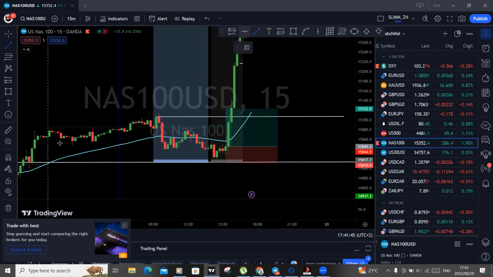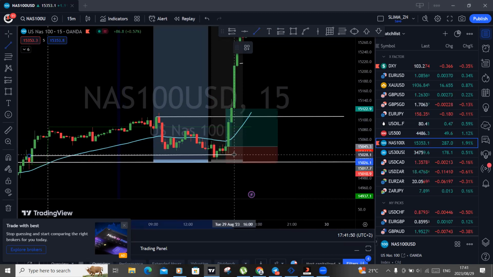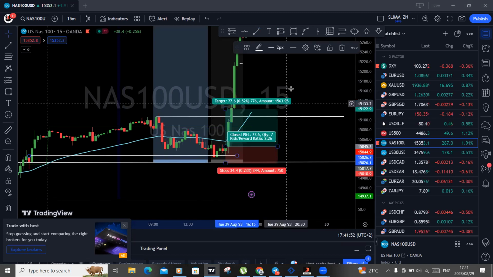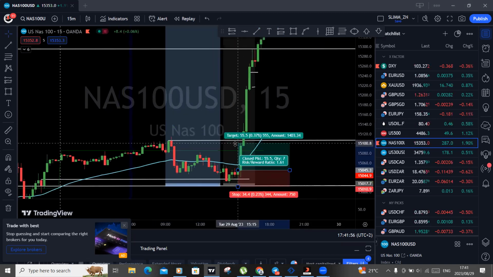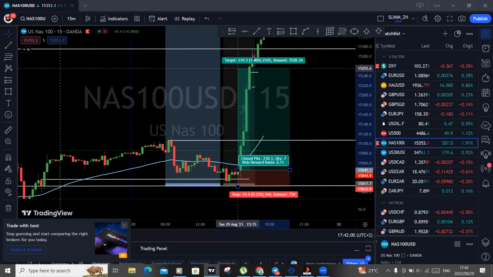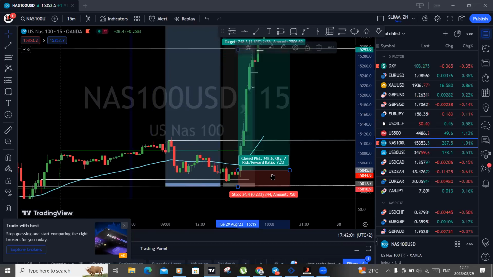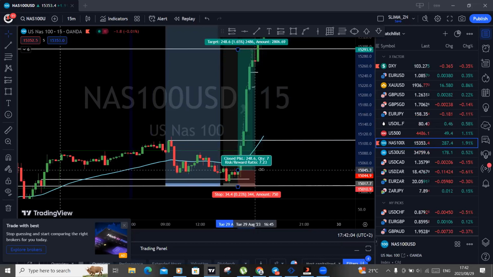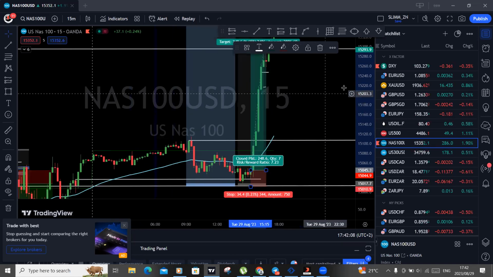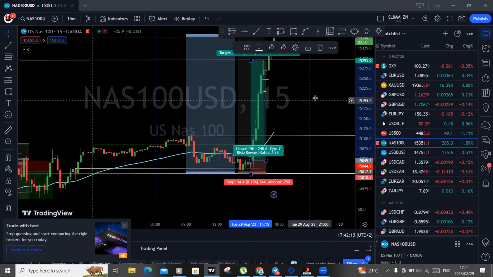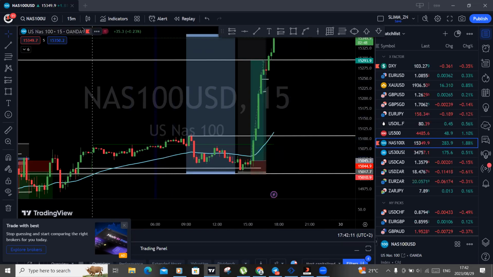To the left, same order block. We could have used TP from the London highs or this one up here. So you can see today's sessions, it's a pity we missed them because the price just moved fast. It's just a pity we missed these ones.